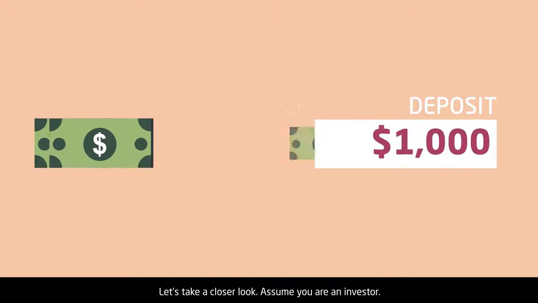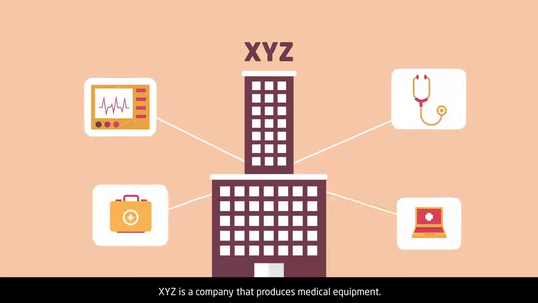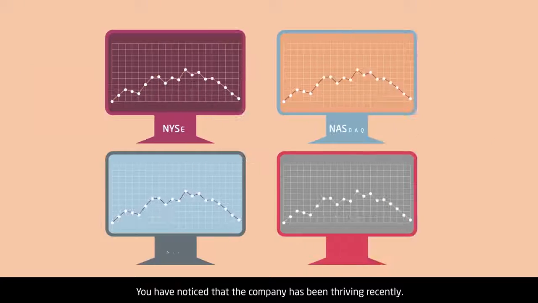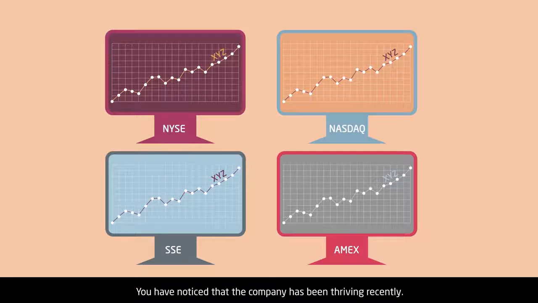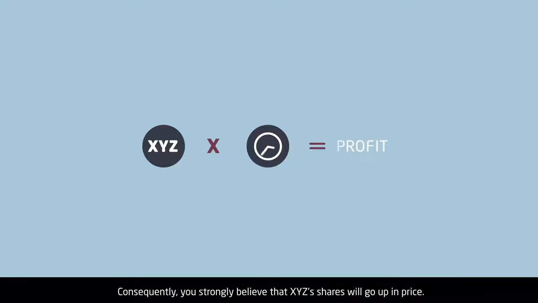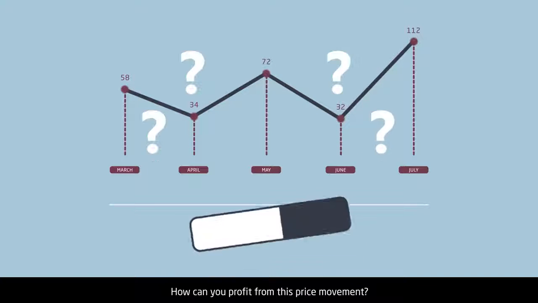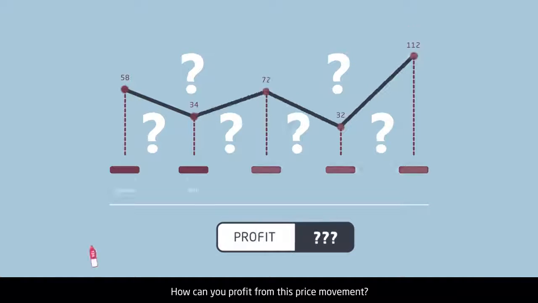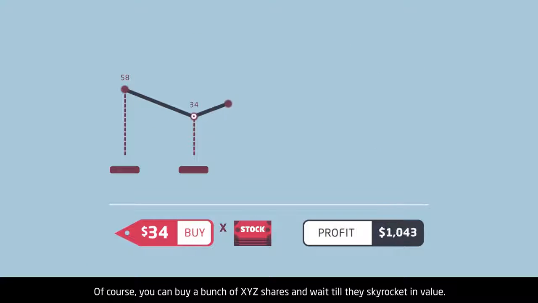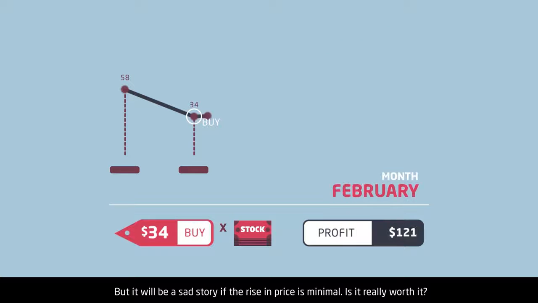Assume you're an investor. XYZ is a company that produces medical equipment. You have noticed that the company has been thriving recently. Consequently, you strongly believe that XYZ shares will go up in price. How can you profit from this price movement? Of course, you can buy a bunch of XYZ shares and wait till they skyrocket in value. But it will be a sad story if the rise in price is minimal. Is it really worth it?